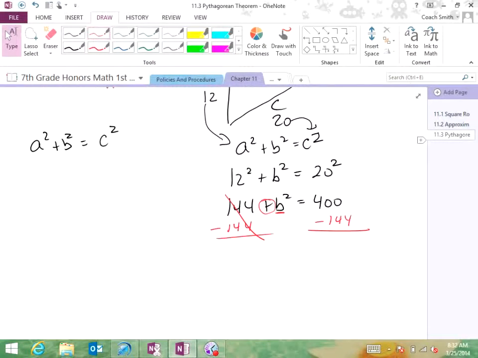Okay, when you subtract 144 from each side, it cancels on the left side. On the right side, that leaves me with what? 256. So now I have B squared is equal to 256. So I have to take the square root of that and the square root of that. Okay? Now, the square root of 256, you should have memorized. If you have it memorized, you shouldn't have to approximate it. It is a perfect square.